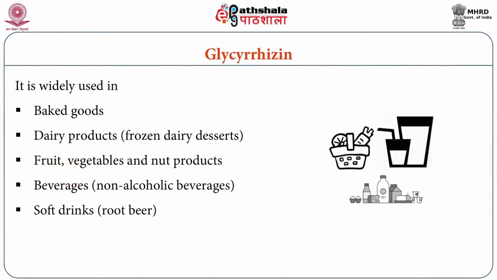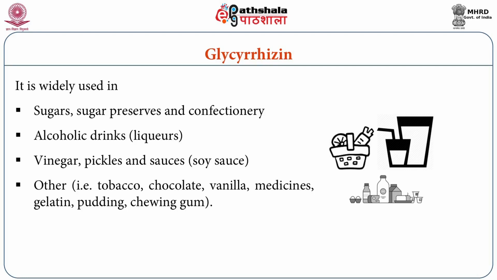The next additive is glycyrrhizin. It is widely used in baked goods, dairy products, especially frozen dairy desserts, fruit, vegetable, and nut products, certain beverages, especially non-alcoholic beverages, soft drinks, including root beer, some sugar preserves, and confectionaries. It is also used in alcoholic drinks, generally known as liquors. It is also applied in vinegar, pickles, and sausages, especially soya sauce. Other applications include tobacco products, chocolate, vanilla, certain medicines, gelatin-based products, puddings, chewing gum, etc.